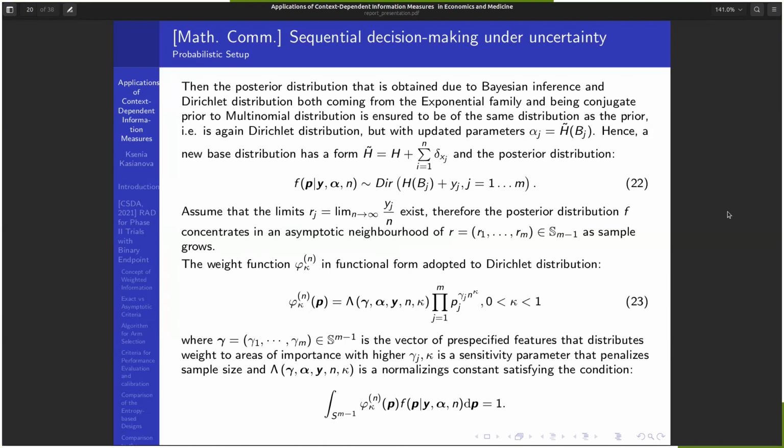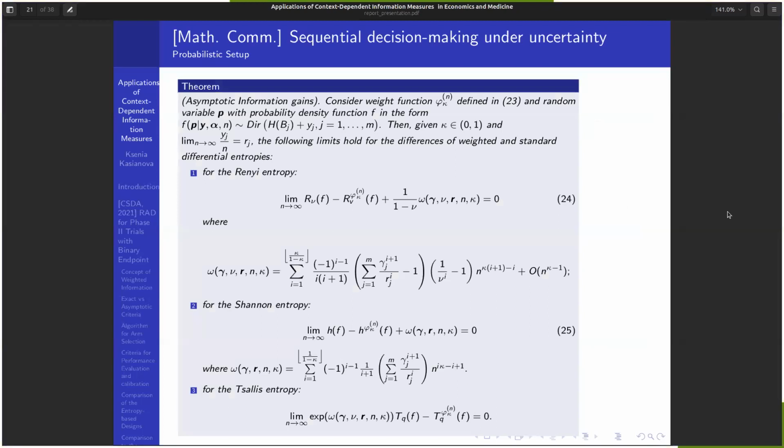And by working with this function, we have proven the theorem for the entropy gains for the Rényi, Shannon, and Tsallis entropies. And the idea of proving this theorem is exactly the same as before. We are just looking at the asymptotics of the weighted and non-weighted entropies and looking at the differences.